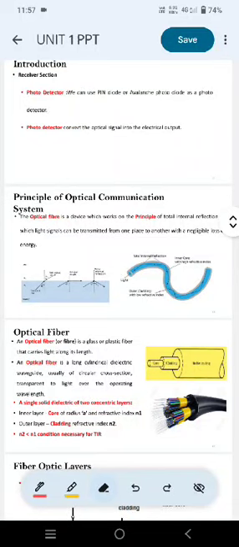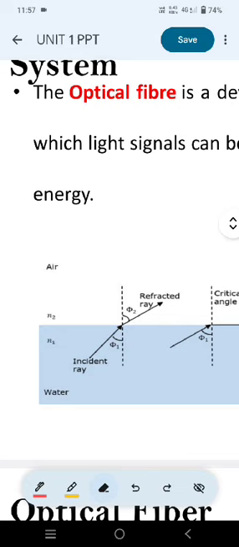Inside the optical fiber, communication can be done only if it satisfies the total internal reflection condition. So what is meant by total internal reflection? This is an incident ray. The ray which is incident on the surface is known as an incident ray.